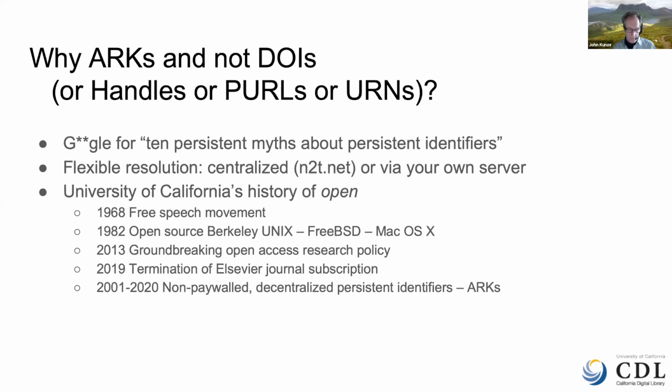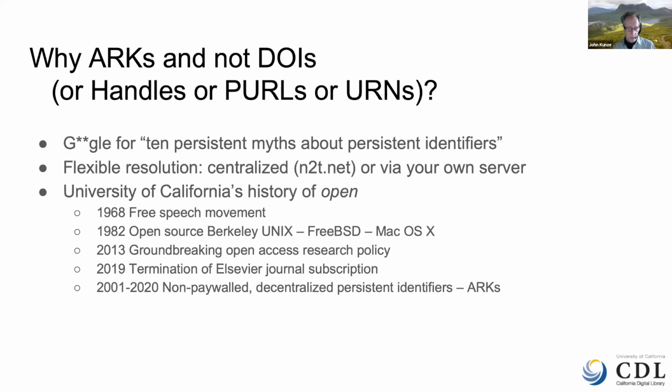The groundbreaking open access research policy of 2013 was a response to the University of California publishing 50,000 articles per year, only 15% of them freely available. And in 2019, there was the bold determination of the contract with the largest academic publisher, Elsevier, hoping that the rest of the world would follow.